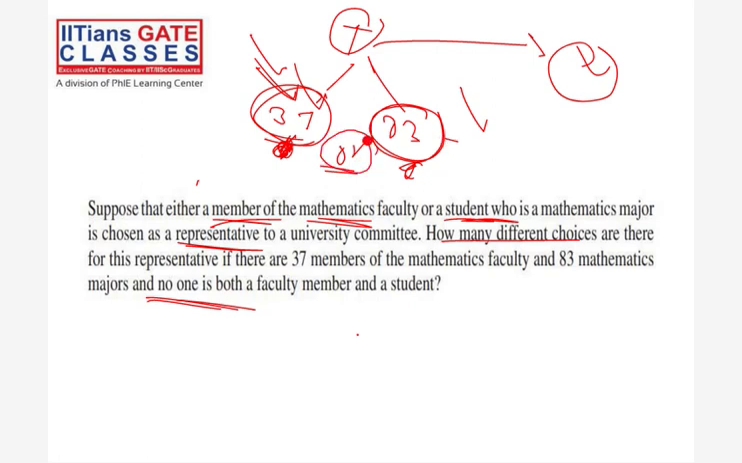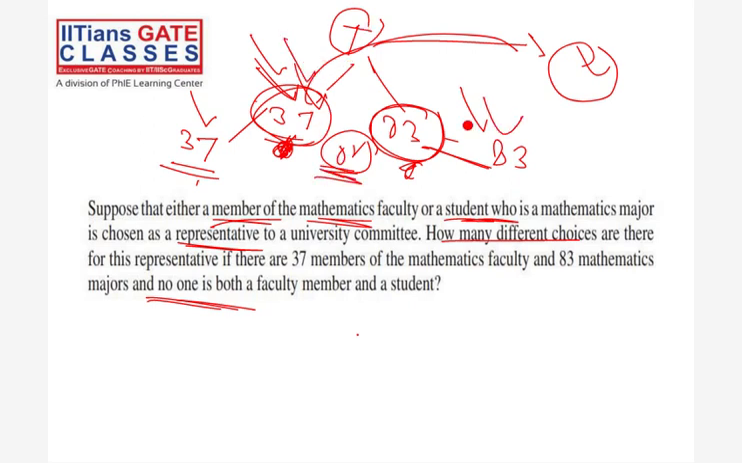Because of this "or", this task can be completed in 37 ways. Why? Because this task is to send a faculty to the conference. So how many ways are there to send a faculty to the conference? There are 37 ways. Similarly, this task is to send a student to the conference, so there are 83 ways. Since we can either complete this task or that task, our total number of ways to complete our main task will be 37 plus 83.